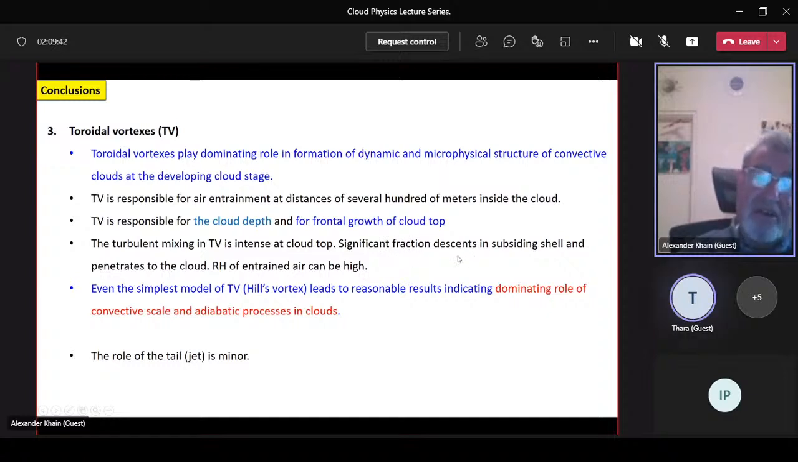A significant fraction of this moist air descends in subsiding shells and penetrates into the cloud. So the relative humidity of entrained air can be high. And the last conclusion actually is that even the simplest model of a toroidal vortex, like the Hill vortex, leads to reasonable results, indicating the dominating role of convective scale and adiabatic processes in clouds.